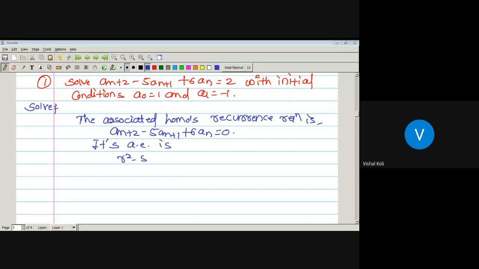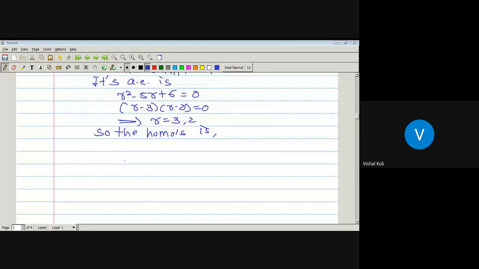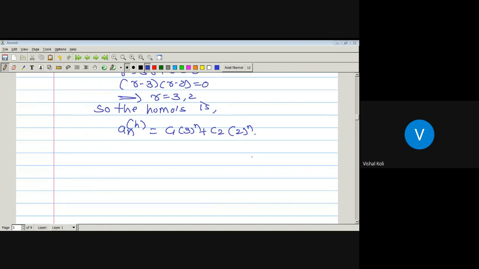Its auxiliary equation is r square minus 5r plus 6 equal to 0. Its roots are 2 and 3: (r minus 3)(r minus 2) equal to 0, which implies r is equal to 3 and 2. So the homogeneous solution is a(n) to the power h equal to c1 3 to the power n plus c2 2 to the power n. Now it remains to find its particular solution.